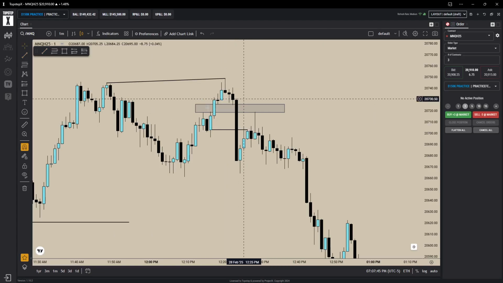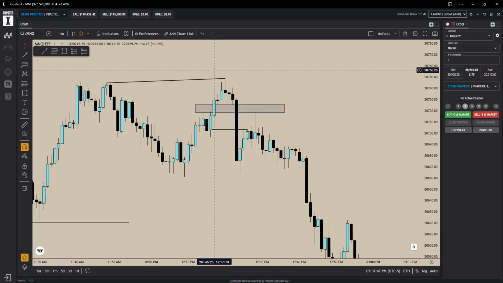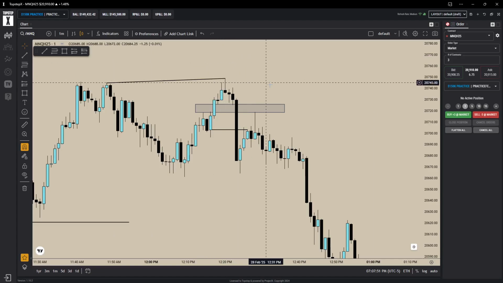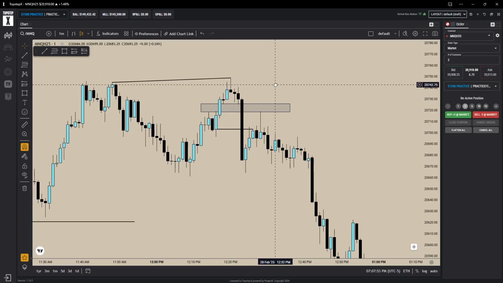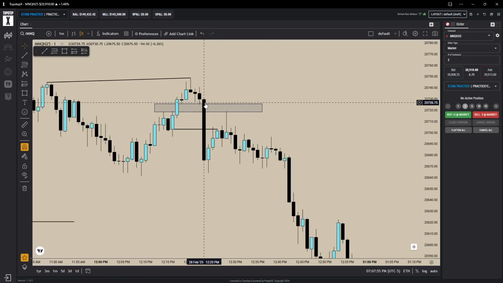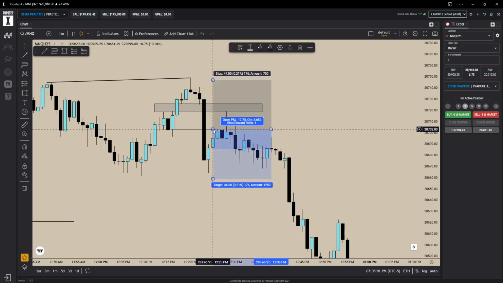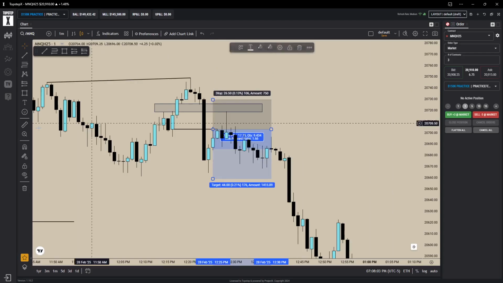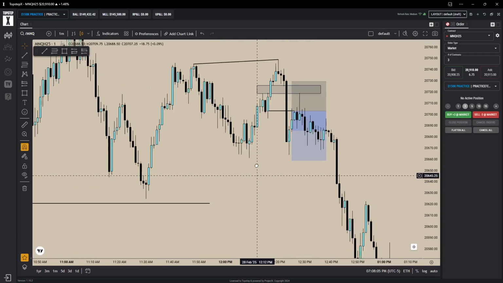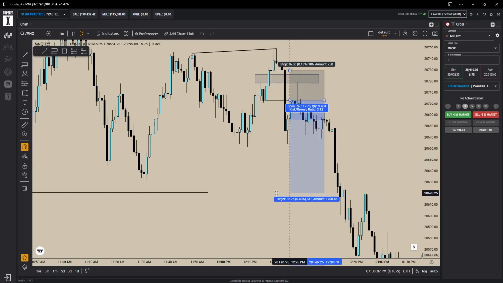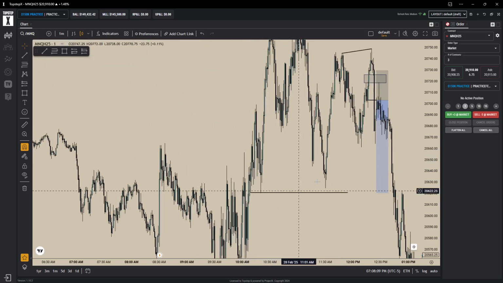Obviously, I didn't get my inverse entry, but in the forever model, this is why I said it's a mix between Dodgy's inverse fair value gap and Justin's forever model. We have the inverse change in state delivery, and we waited for the pullback into the change in state delivery. So boom, got in there. Our stop was the high, and then target was relative equal lows.